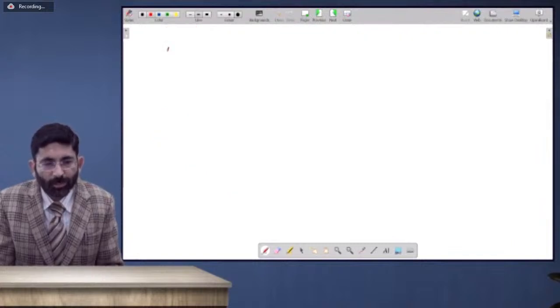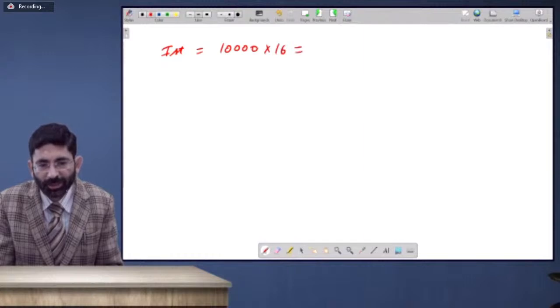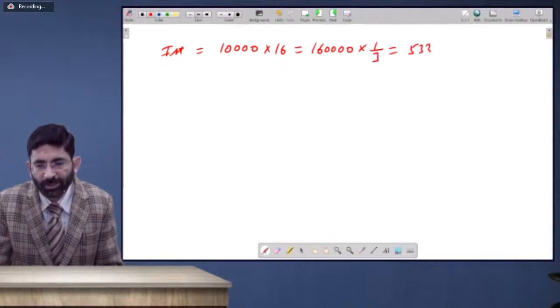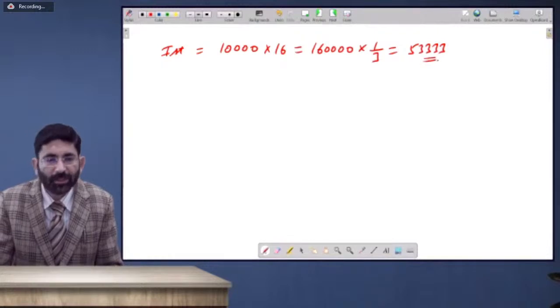At the end of first year, 10,000 shares are there. Loss is 16 per share. So total amount to be written off 1,60,000. So 3 years is the vesting period, divided by 3, 53,333. This is the amount to be written off at the end of first year.